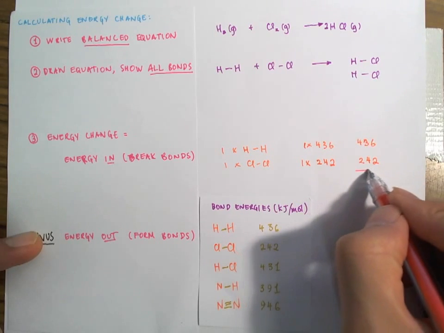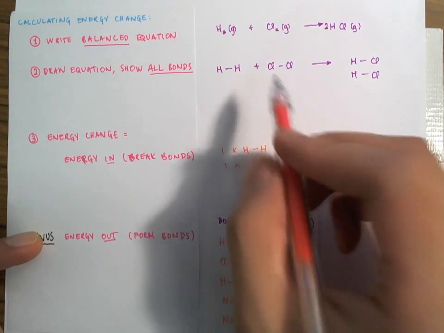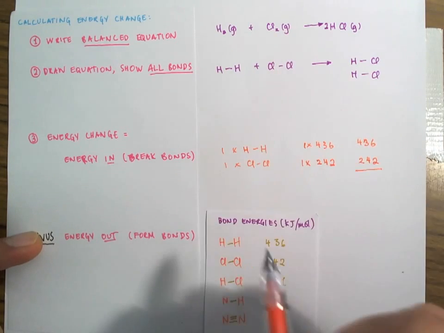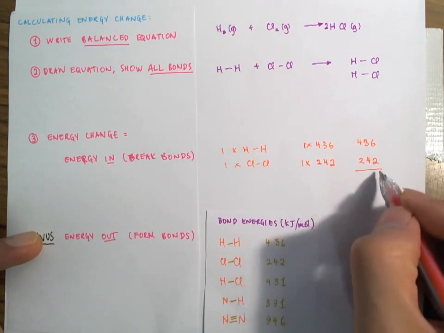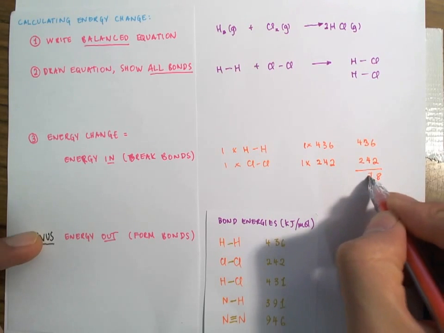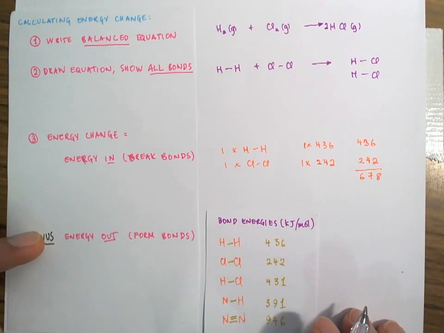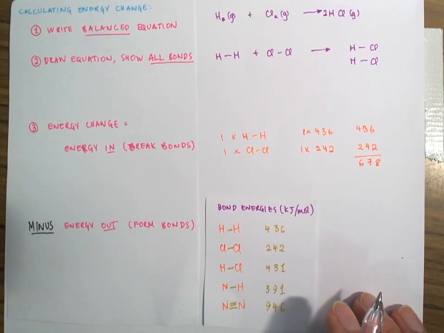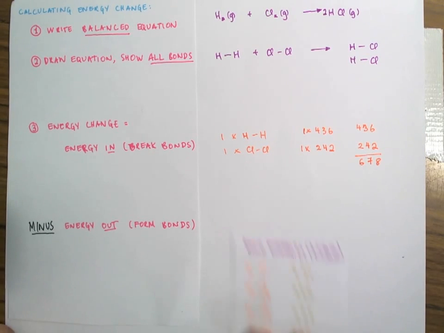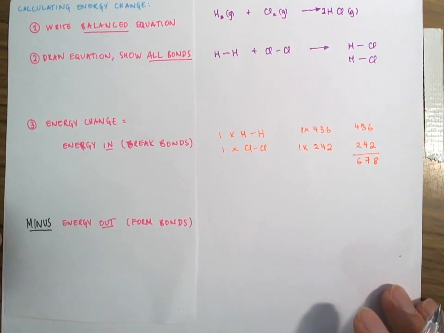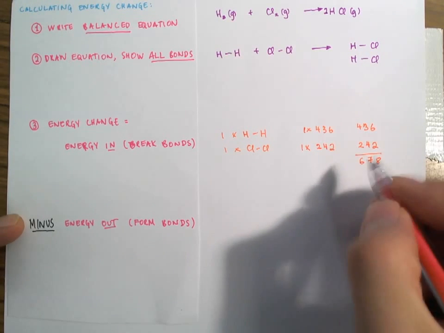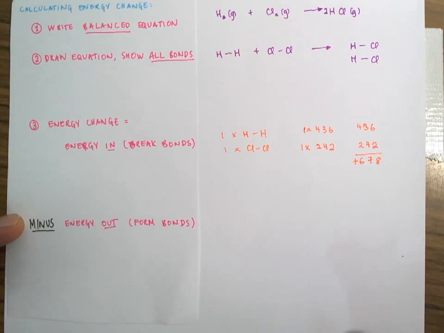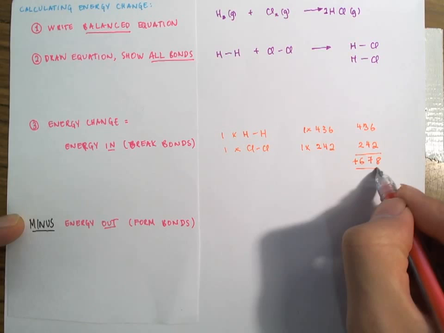So the overall amount of energy required to break the bonds in the reactants, just the reactants, is going to be 678 kilojoules to break per mole of these reactants, right? So since this energy is absorbed, I'm going to put a plus sign out in front.